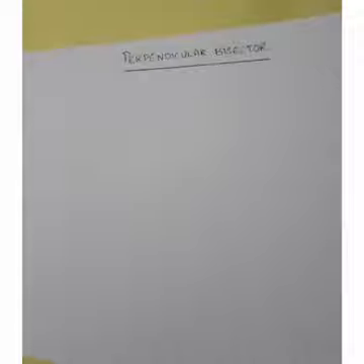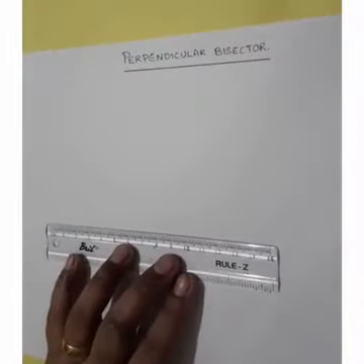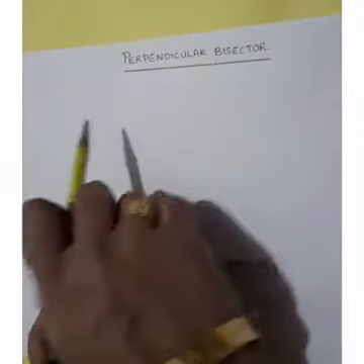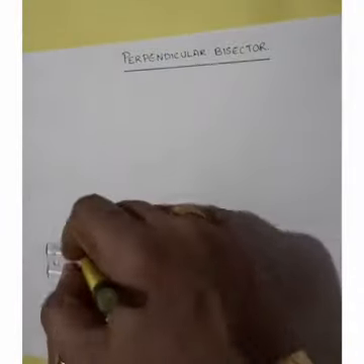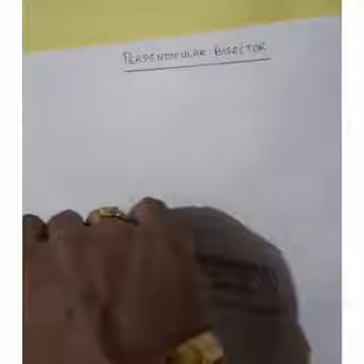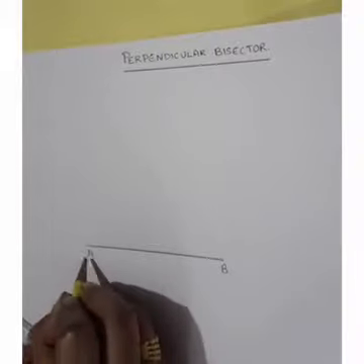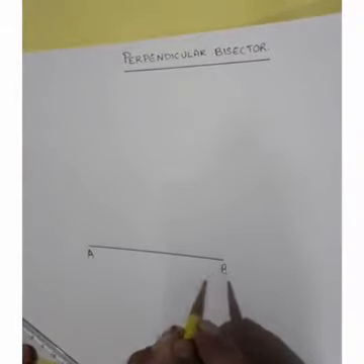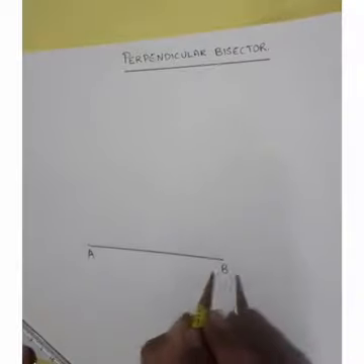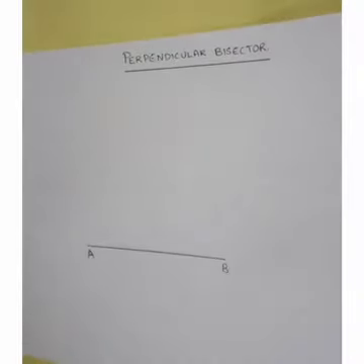Now, second type of construction: how to construct a perpendicular bisector of a given line segment. So, this is the given line segment, line segment AB. AB is a given line segment. We need to draw a perpendicular bisector of this AB using compass.